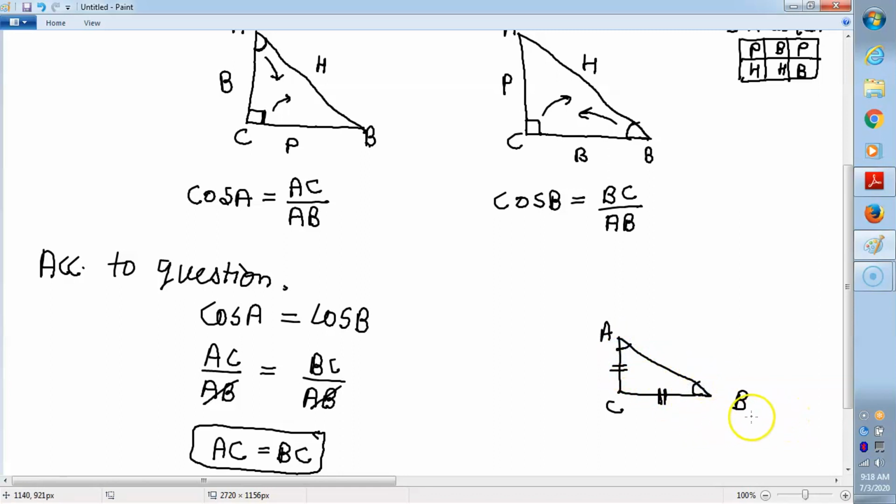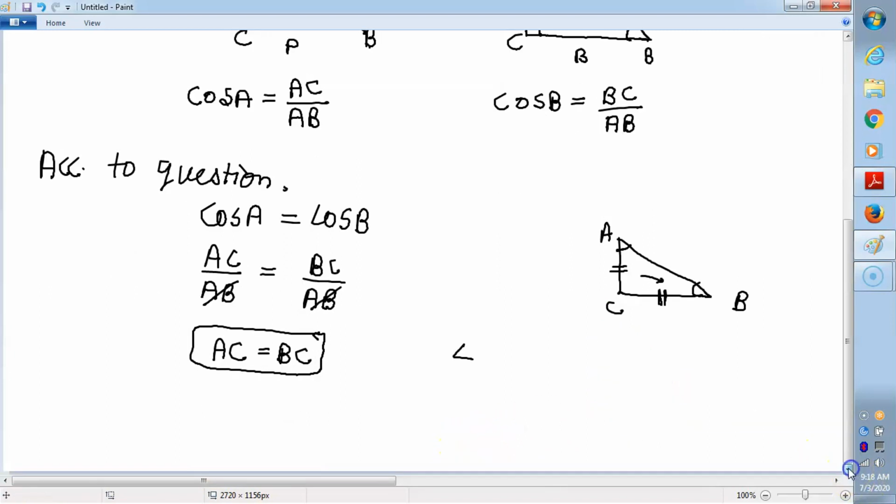If in a triangle, any triangle, not only right angle, if in any triangle two sides are equal, their opposite angles are also equal. So in our triangle ACB, if we are getting AC equals BC, then angles opposite to these sides are also equal. Angle opposite to AC is angle B. And angle opposite to BC is angle A. In this way, we can easily prove that angle A equals angle B.